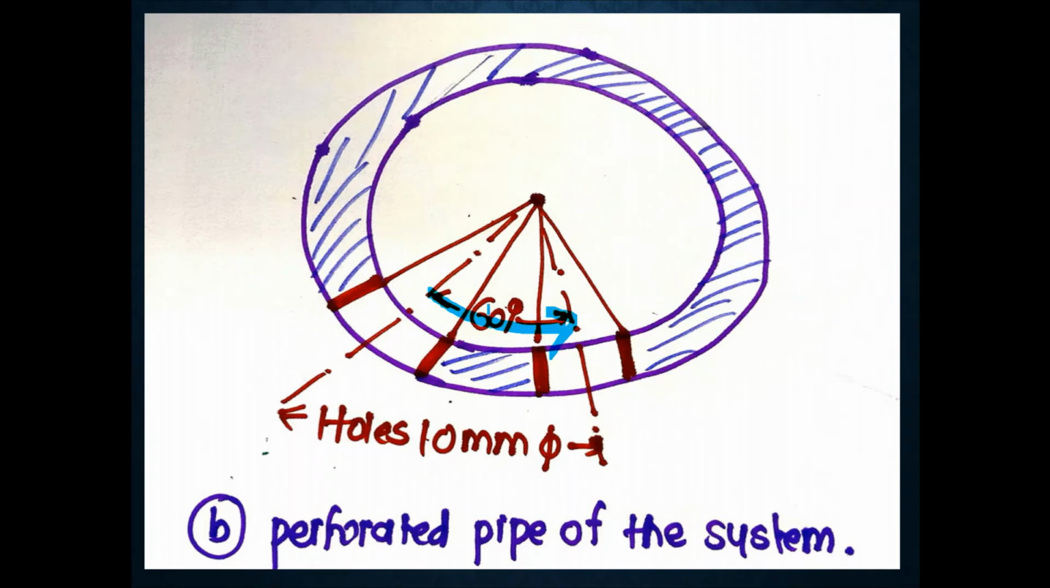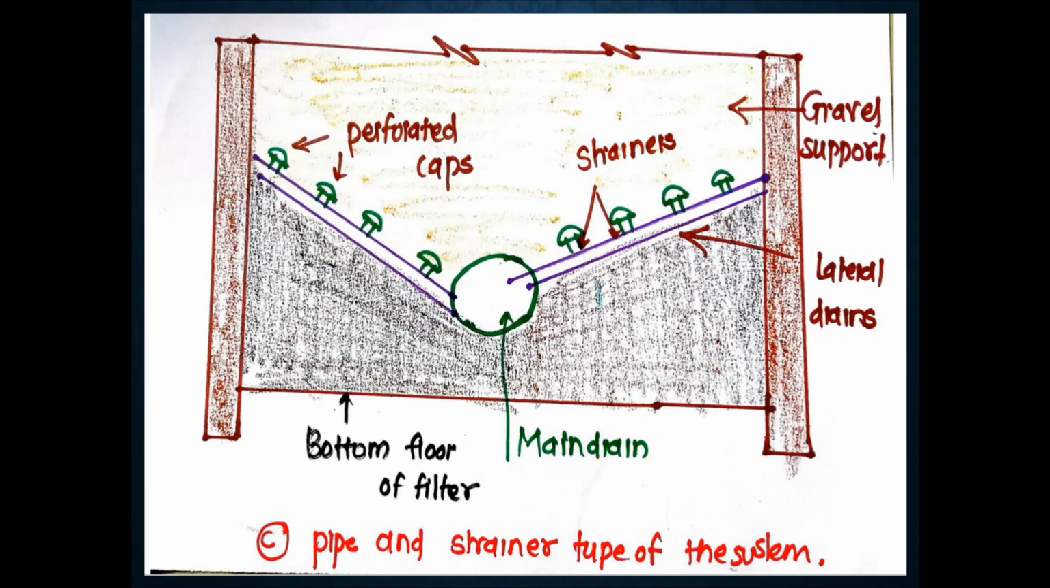That is nothing but the 60 degrees, nothing but the angular distance, and the diameter of the hole is nothing but the 10 mm diameter. This is the second type of the under drainage system.